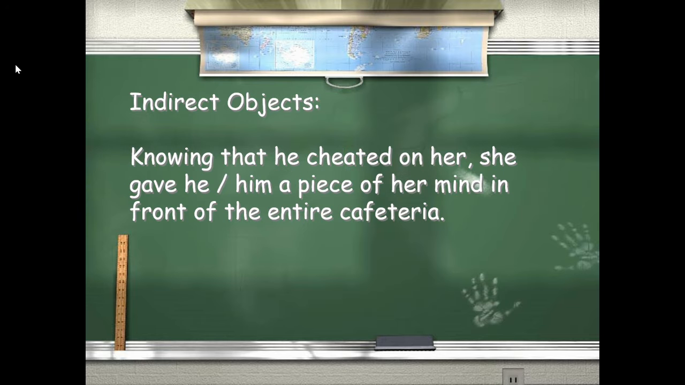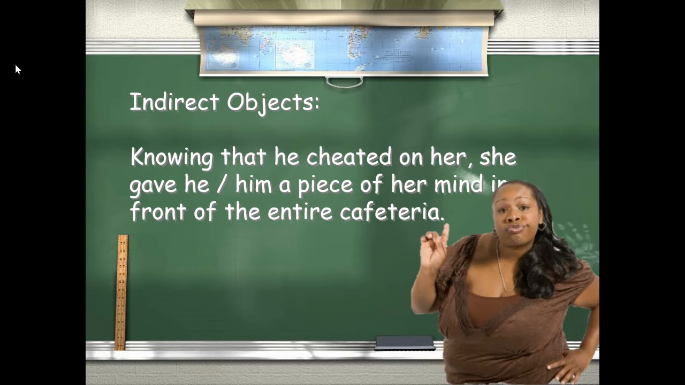Indirect objects, once again, use an objective case pronoun. Our grammar gut usually gets this correct as well. Knowing that he cheated on her, she gave he or she gave him a piece of her mind in front of the entire cafeteria. Oh, there we are, giving someone a piece of our mind. We're going to use that word him in this case because him is our indirect object. You're giving a piece of mind to him. Good for you.